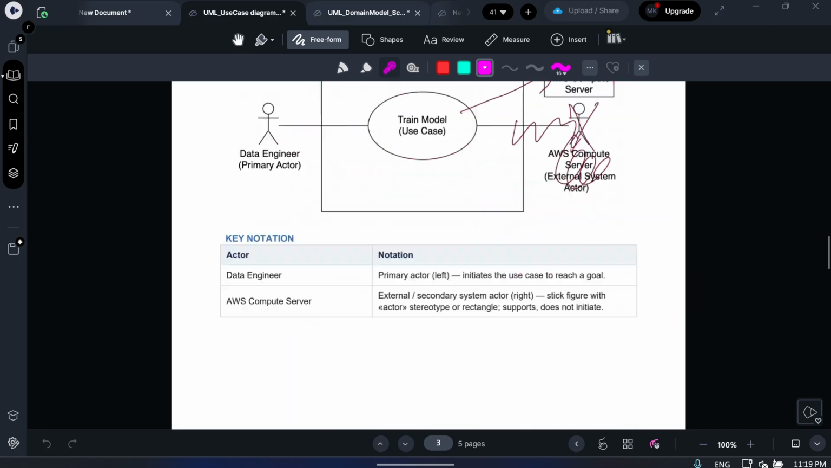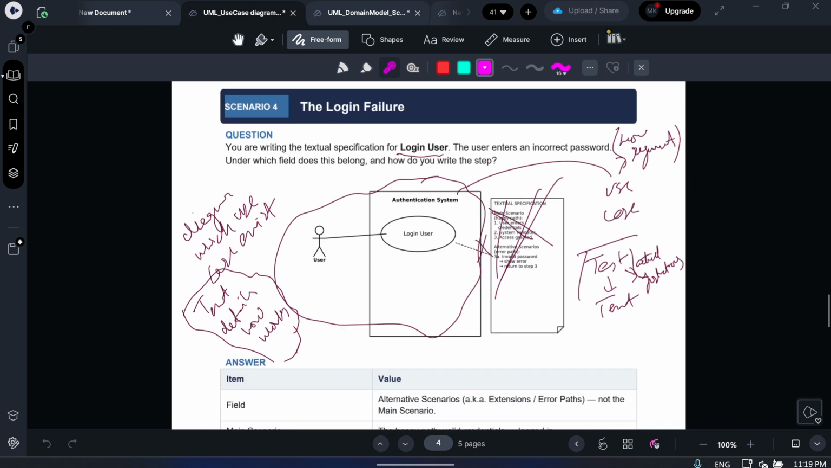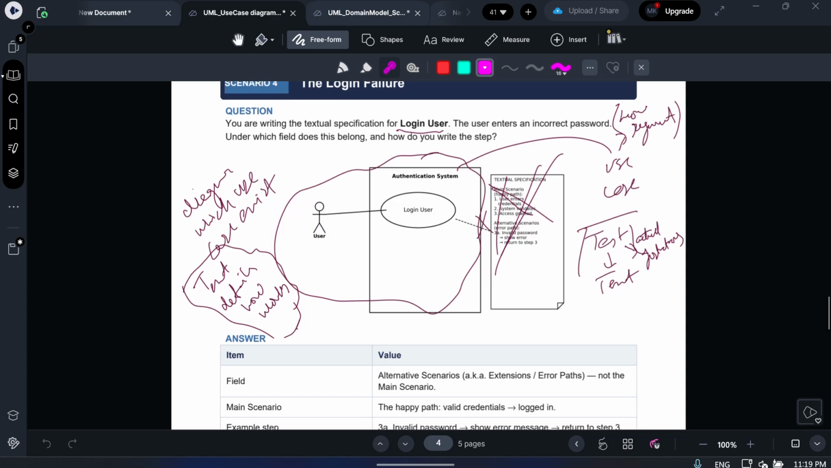Here we learned actor. Now here we have a scenario, the login failure. You are writing the textual specification for login user. The user enters an incorrect password. Under which field does this belong? And how do you write this step? Now you need to know that there needs to be a login user and there needs to be a user. Text details how they work.